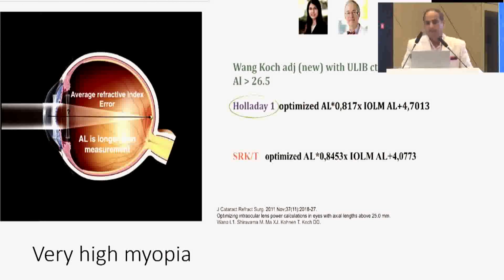So the Wang-Koch adjustment or the ULIB formula is used for axial length of more than 26.5. There is a Holladay 1 optimized axial length and there is an SRK/T optimized axial length also, and these have been very well validated.